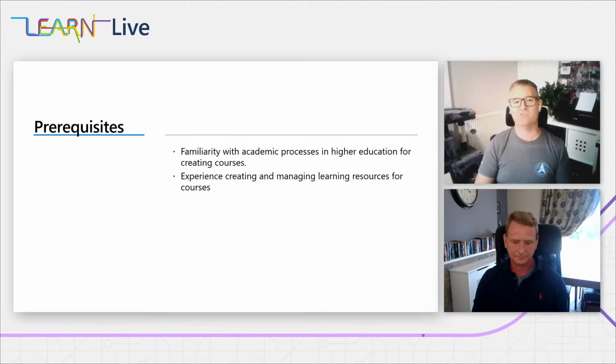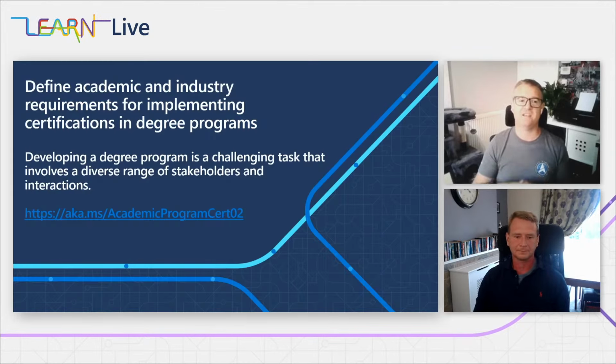So we're going to start with module 1, which is defining academic and industry requirements for implementing certification in degree programs. So this is really around how to develop a degree program and the tasks that are involved and the diverse range of stakeholders who are also involved. Again, you can follow along with this.